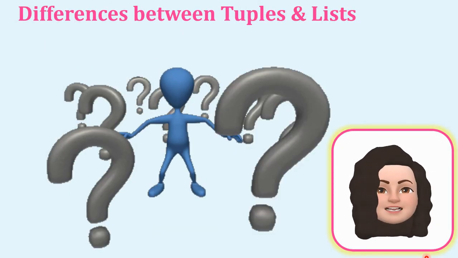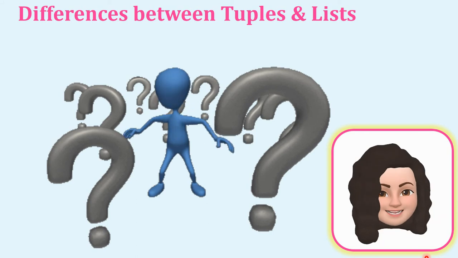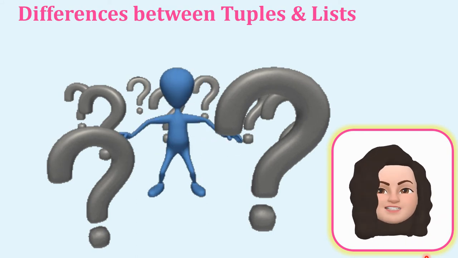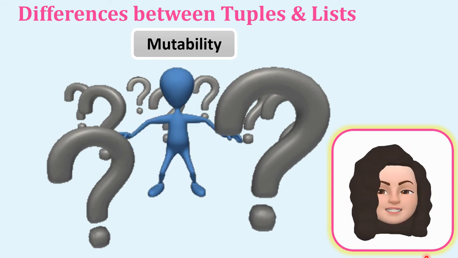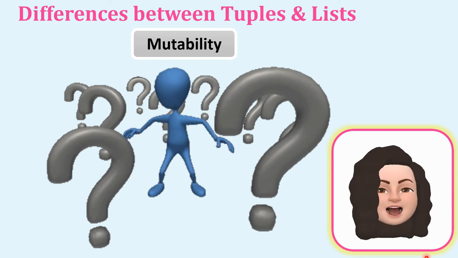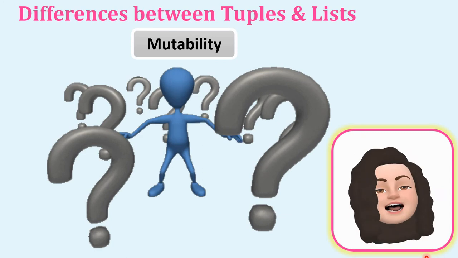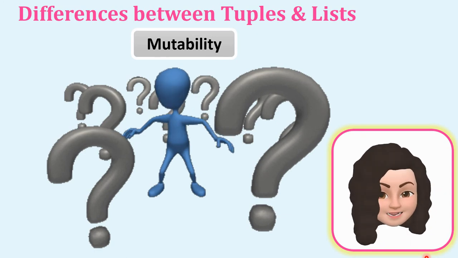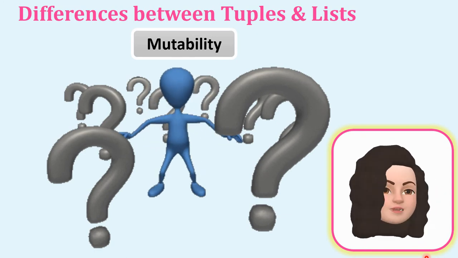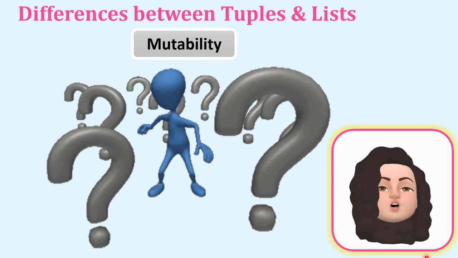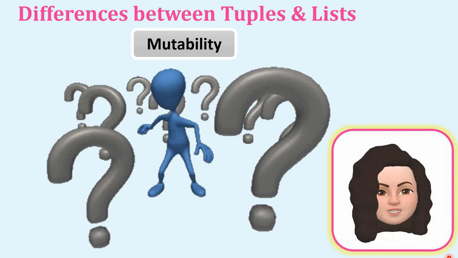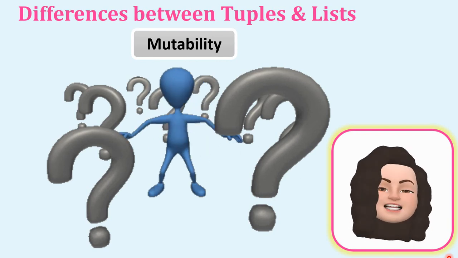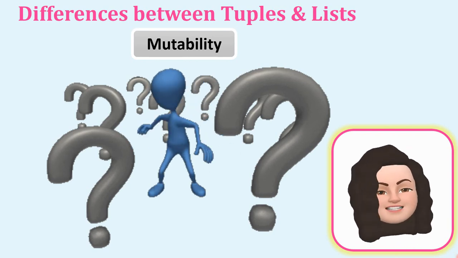So what will be the differences between tuples and list? Exactly, mutability. List is mutable. Tuple is immutable. That means an element can be changed in its place in a list, but in a tuple, the value of an element cannot be changed in its place because tuple is immutable. String is also immutable, but list is mutable. That is the difference between tuples and list.